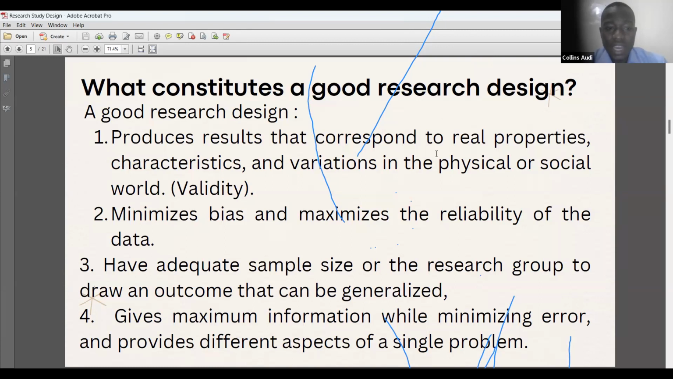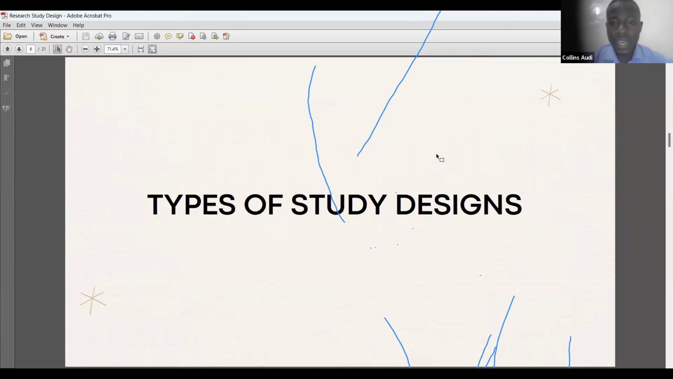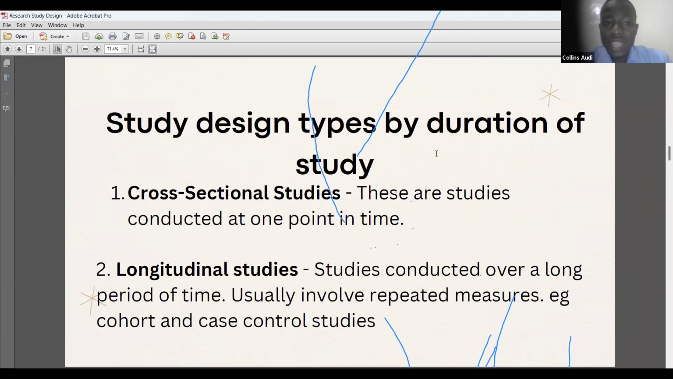A good design also gives maximum information while minimizing error and provides different aspects of a single problem. So I will take us through different types of study design so that when you have a study, you are able to know which one is the best choice based on what your research questions are. So first, I'm going to take us through the designs based on the duration of study. Based on duration of study, we usually have two main designs.